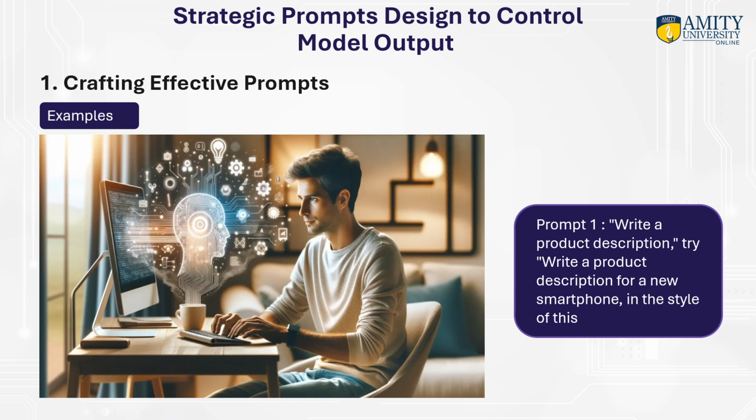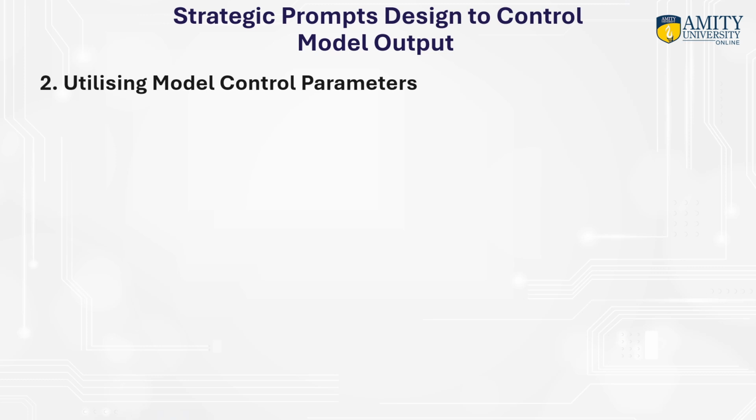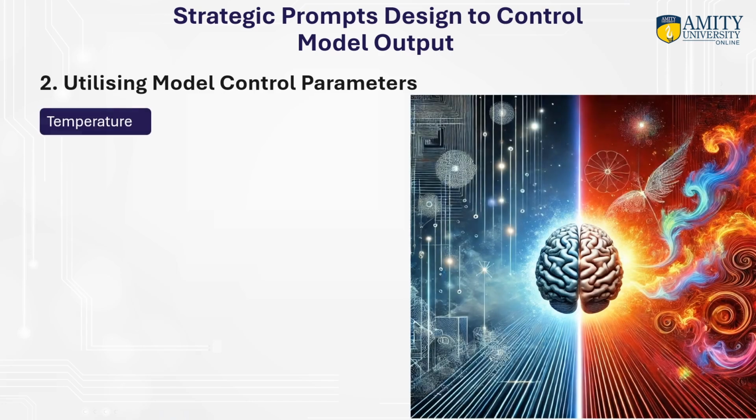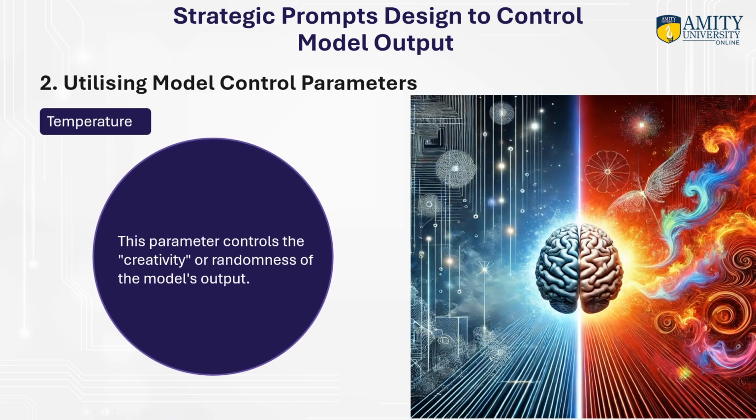The next part is utilizing model control parameters. There are a few model control parameters which you can try out. One is the temperature. So what happens with the temperature? This parameter controls the creativity or randomness of your model's output.